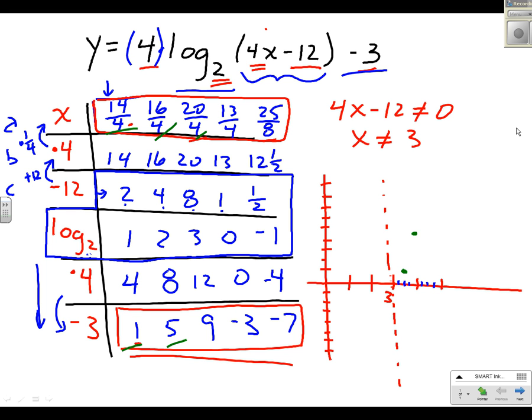Exactly 5 gets me up to 9. And now 13 fourths. Well, that's just 3 and 1/4. Just barely past 3, and I'm down to negative 3. So I'm down to negative 3 here, and that might be enough to know what's going on. 25 eighths, that's only 1/8 past 3, and now I'm down to negative 7.